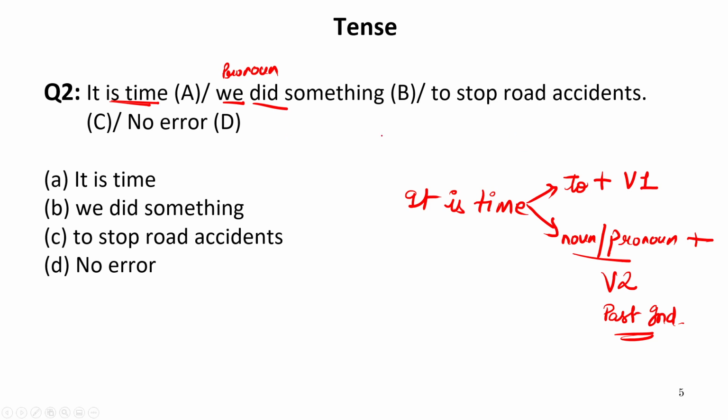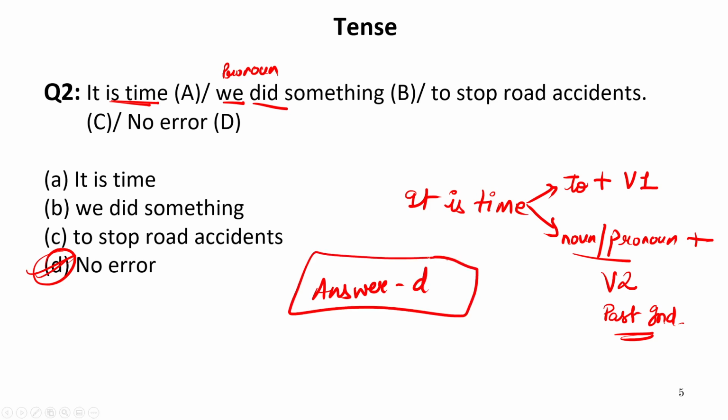It means this sentence is absolutely correct. Therefore our answer is D, that is no error, because this sentence contains no error. Therefore our answer is D, there is no error. It means the given sentence is absolutely correct. Now let us move to the next one.